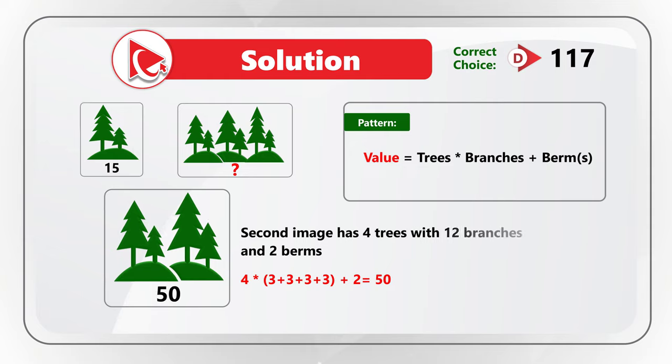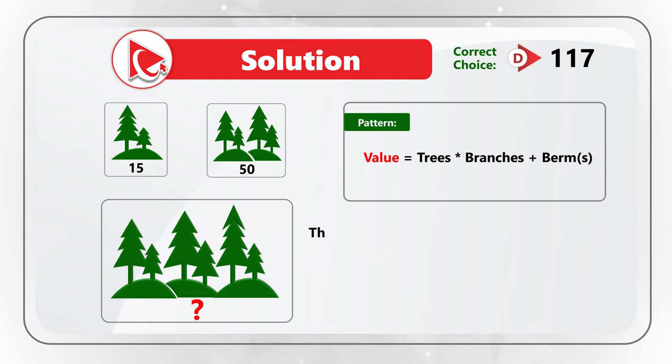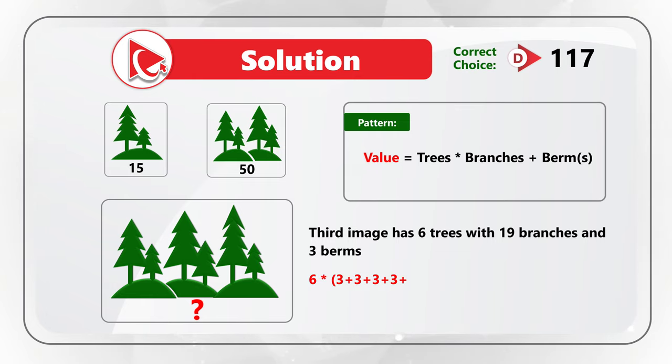For the third image, which has 6 trees with 19 branches and 3 berms, the calculations will be 6 multiplied in parentheses 3 plus 3 plus 3 plus 3 plus 3 plus 4, and then you add 3 to the calculated total. The end result of it, 117.